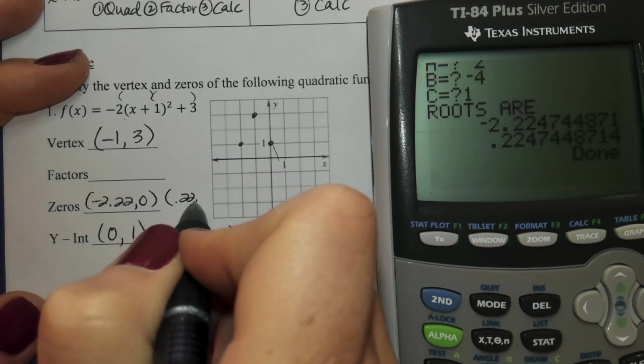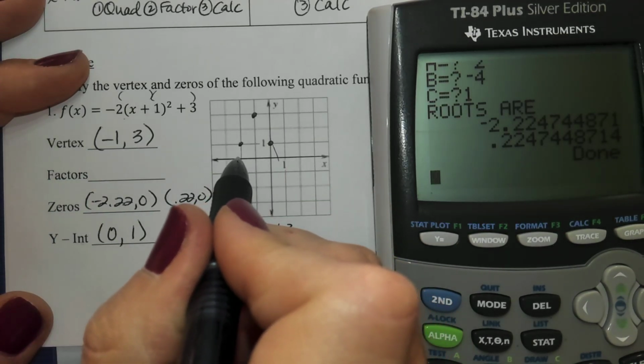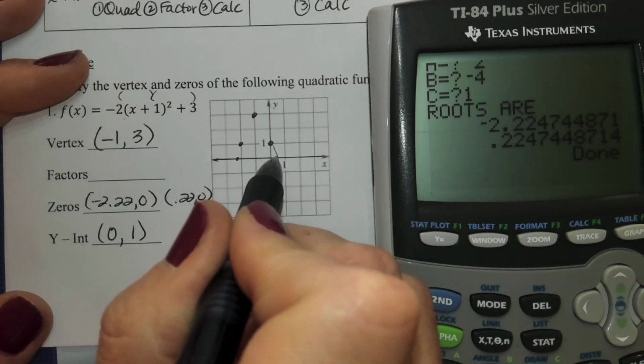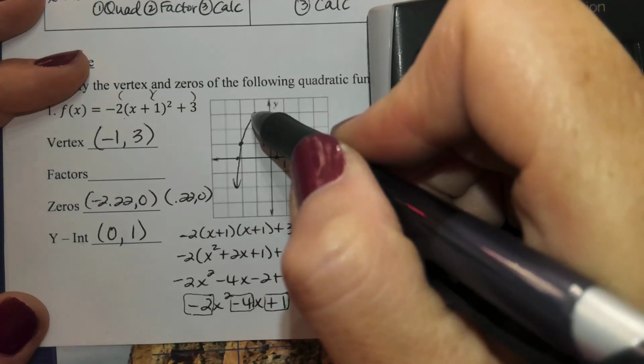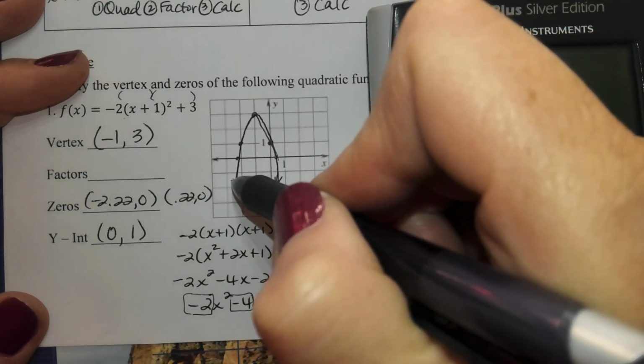and 0.22. That's our x-intercept, so I'm just going to go to -2.2-ish right there, and then +0.2 right about there. Totally matches where we were at shape-wise for our parabola. That was really bad drawing.